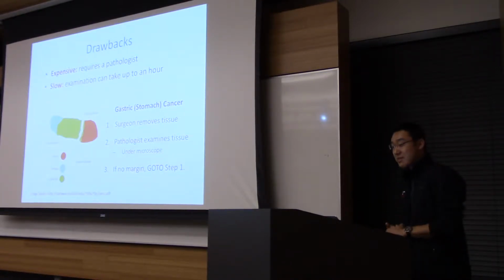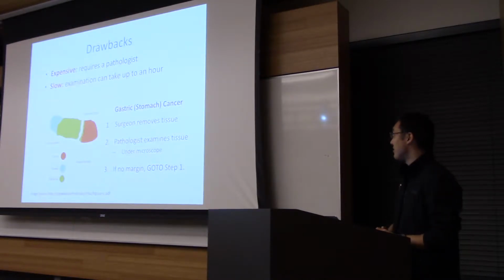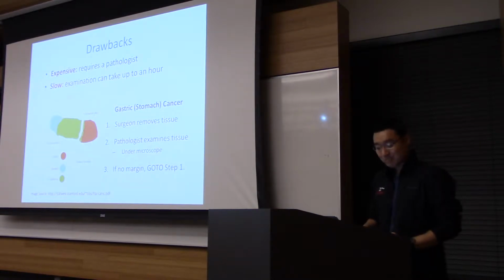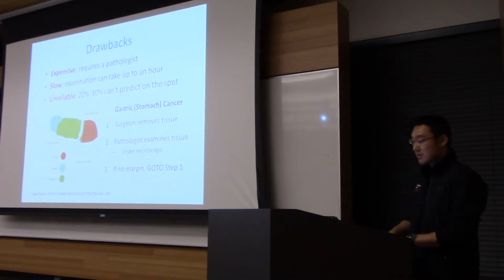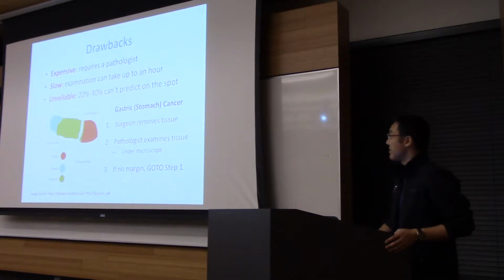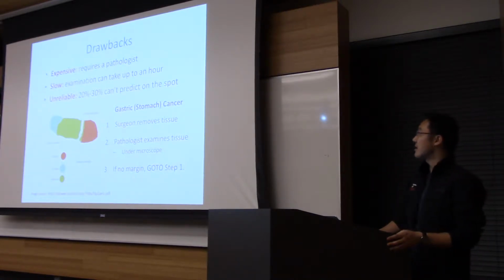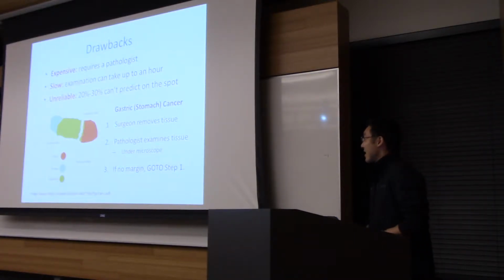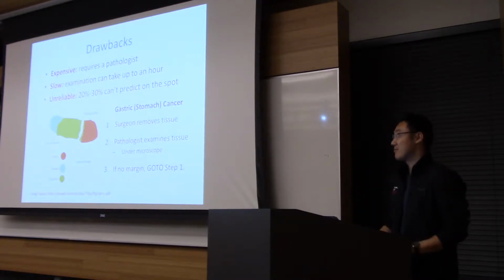It's slow. The examination can take quite a while, right? So up to an hour while the person is cut open, right? And unreliable, right? Sometimes, based off the microscope examination, you may not even be able to make a confident prediction. And in that case, the default is to just cut more tissue, right? And so this is the best practice that we have currently.